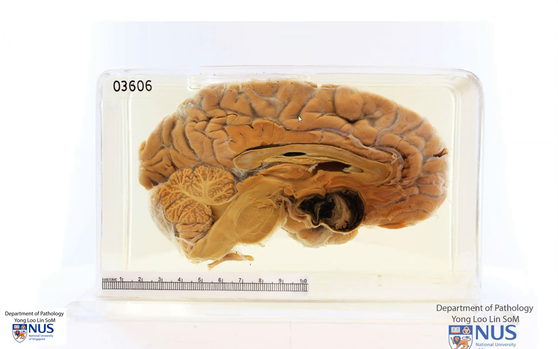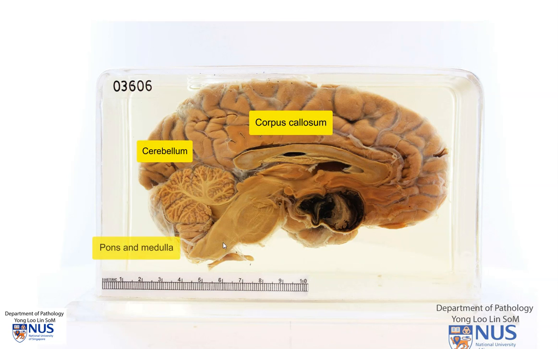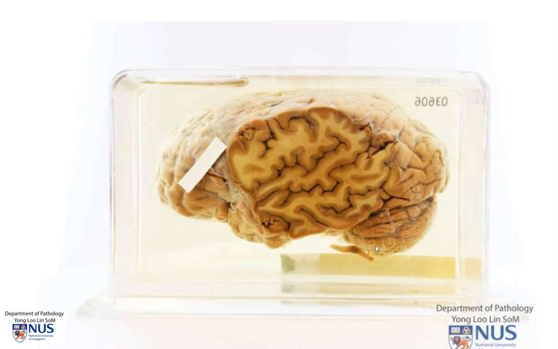Hello, this is a sagittal section of the brain, and we're looking here at the corpus callosum. This is the cerebellum, the pons, and the medulla. And over here is the region of the base of the brain. Let me just quickly rotate this to orientate you. And again, here we can see the cerebellum.